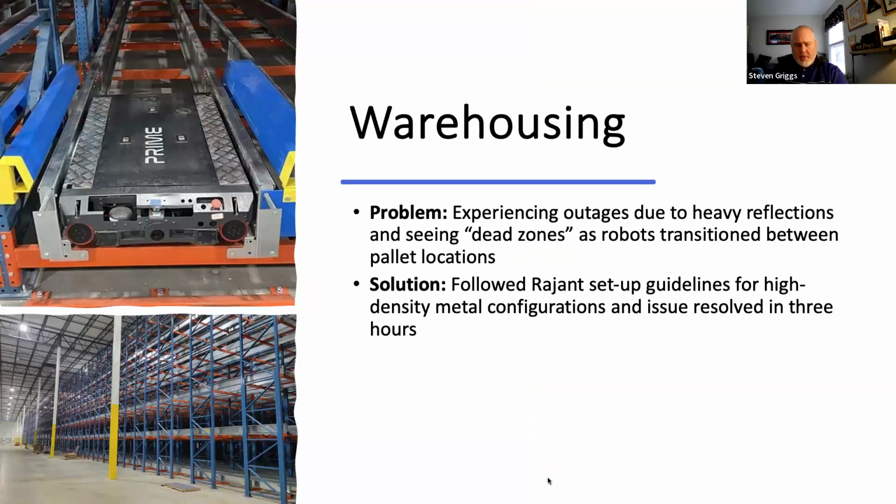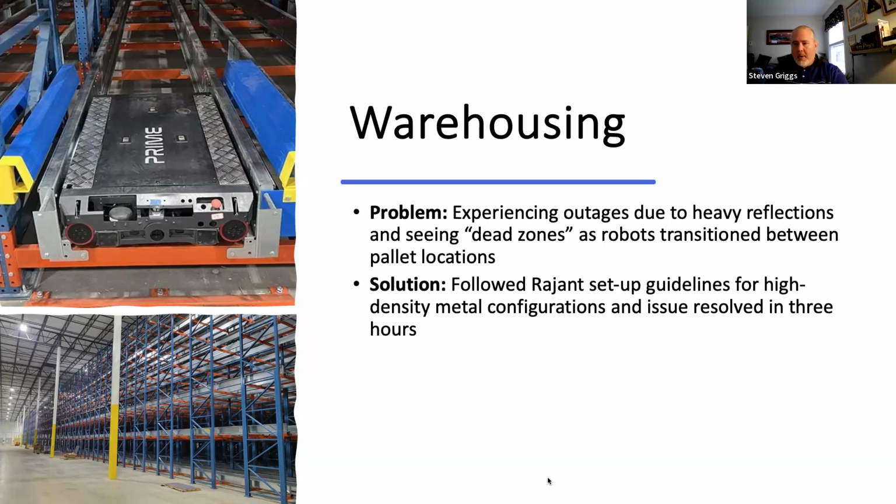The other warehousing example I want to talk about is a little more telling in that, first of all, as you can see, this is putting an RF network inside a Faraday cage for the most part. Very dense, a lot of metal, a lot of reflectivity. This is kind of an RF nightmare, right?